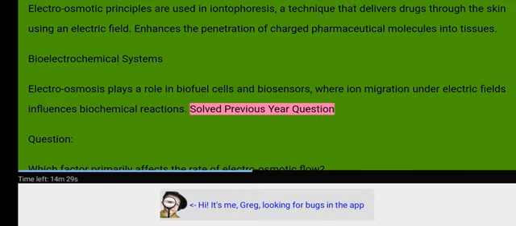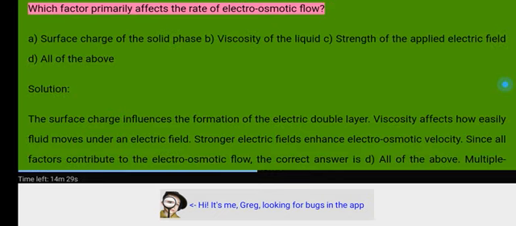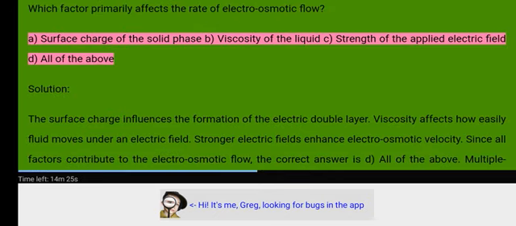Solved previous year question. Question. Which factor primarily affects the rate of electroosmotic flow? A. Surface charge of the solid phase. B. Viscosity of the liquid. C. Strength of the applied electric field. D. All of the above.